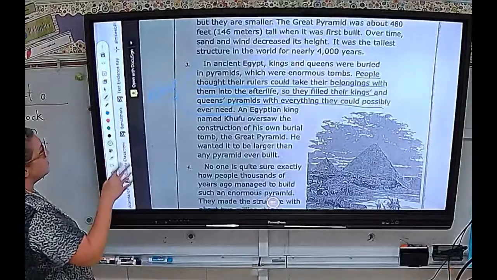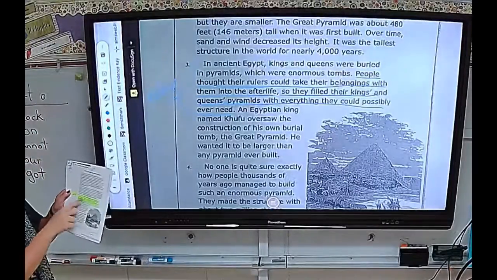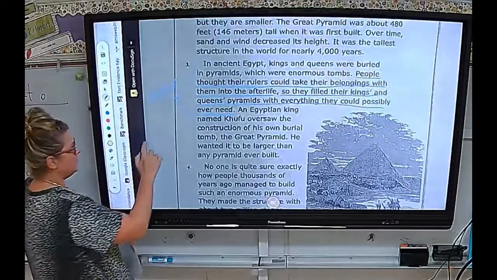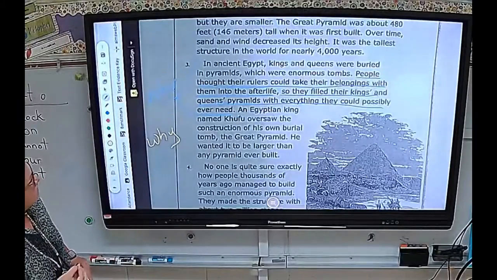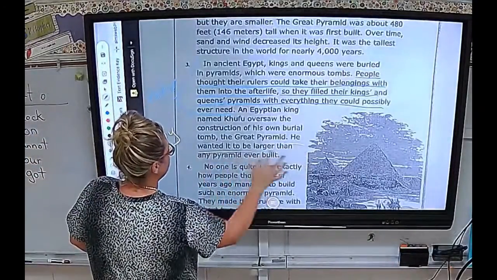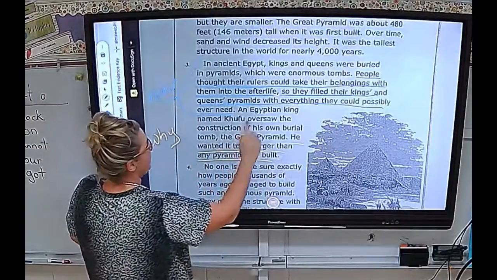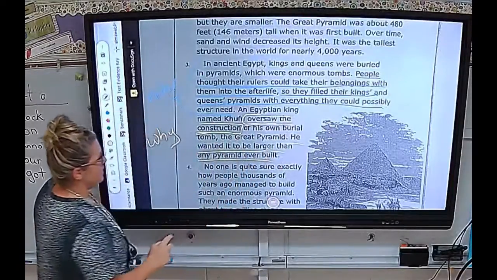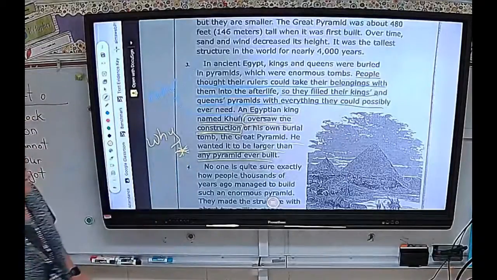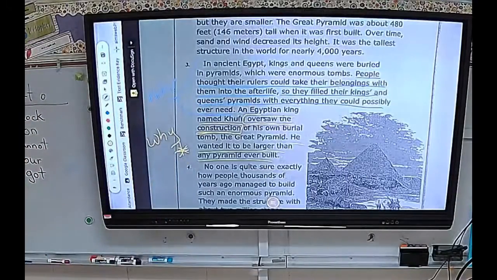Yes. So when I was looking at this, and this is my paper, and I did write why out to the side, because I thought he wanted it to be larger than any pyramid ever built, and that is why he oversaw the construction. Okay? So put that on your paper because that is a possible text evidence. You could pull that in as to why they built the pyramid. Well, Khufu built it because he wanted it to be the largest pyramid ever built.